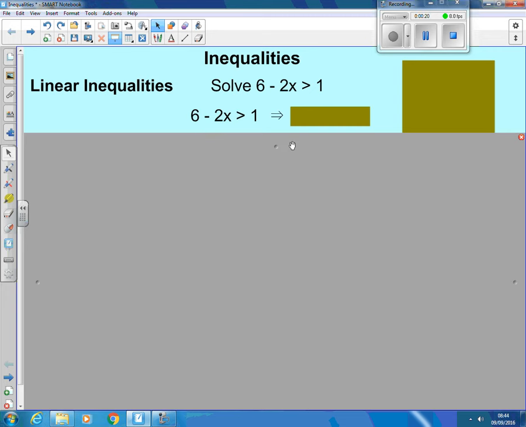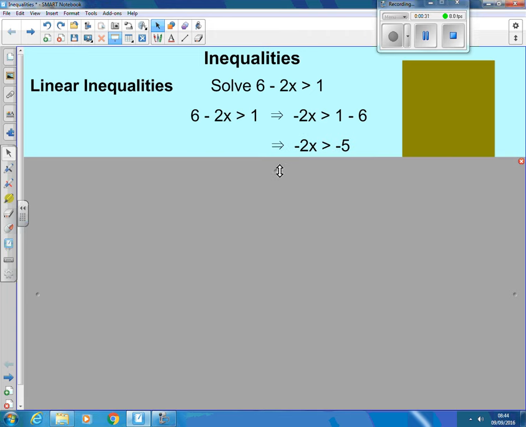And so if I want to, I can move the plus 6 that's over here to the right-hand side, and it will become minus 6. And that will leave me with minus 2x here. I've got rid of the plus 6, and it becomes minus 6 over here, is greater than 1 minus 6. So minus 2x is greater than minus 5.